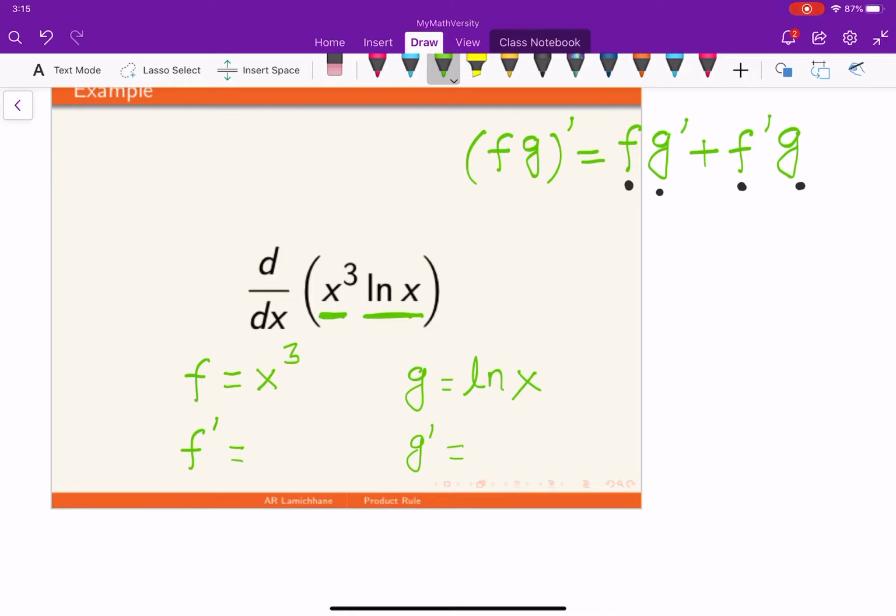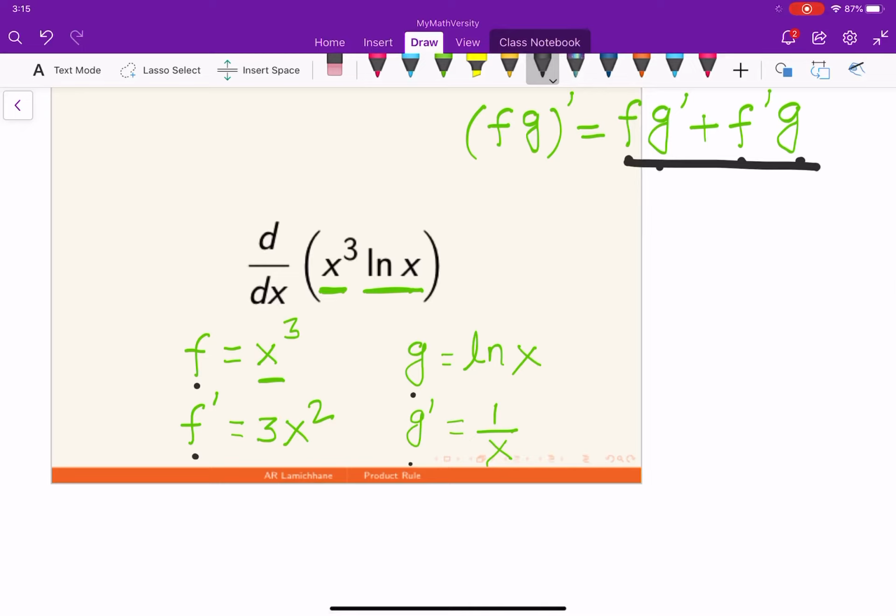What is the derivative of x cubed? By applying the power rule, bring the power down as a coefficient, write down the x as it is, and subtract the power by 1, so 3 minus 1 is 2. So 3x squared is the derivative of x cubed. And what is the derivative of ln of x? We have a formula for that, which is just 1 over x, right? So we have all the necessary information: f, g, f prime, and g prime, so we can immediately use the product rule to find the derivative of the given function.